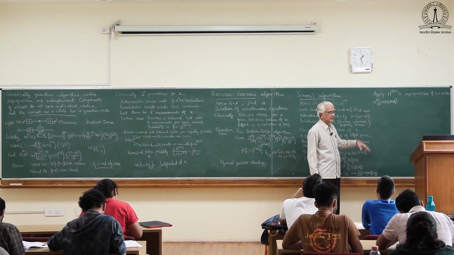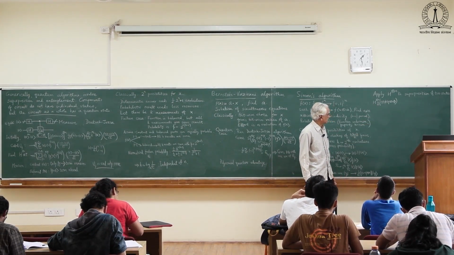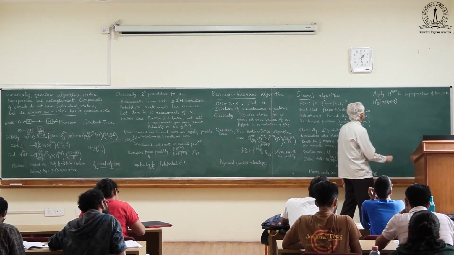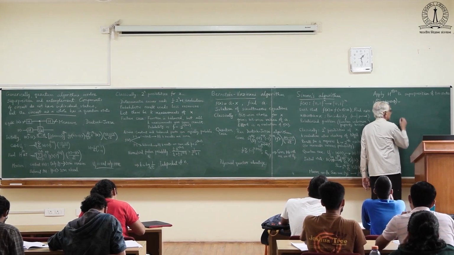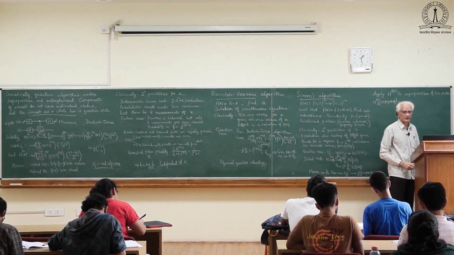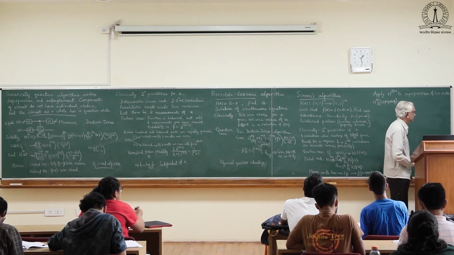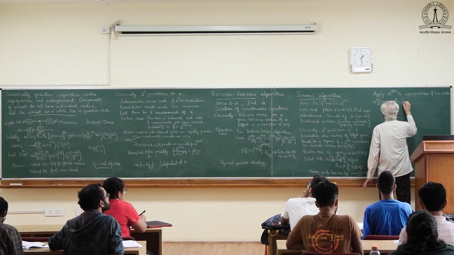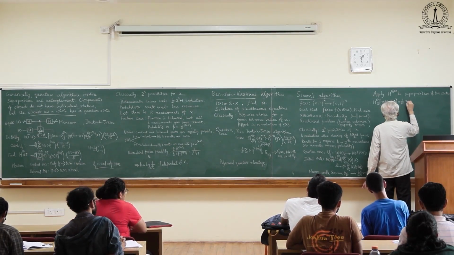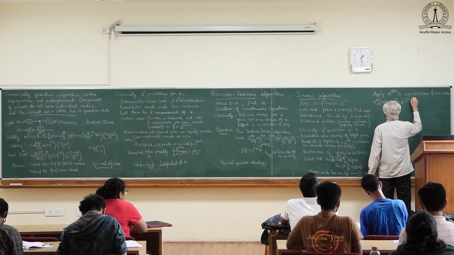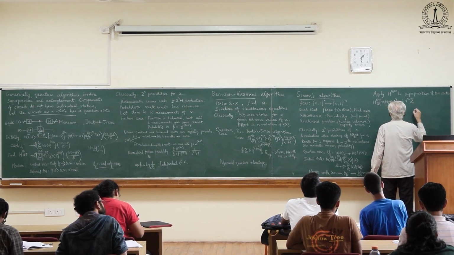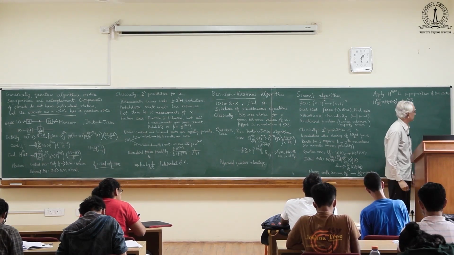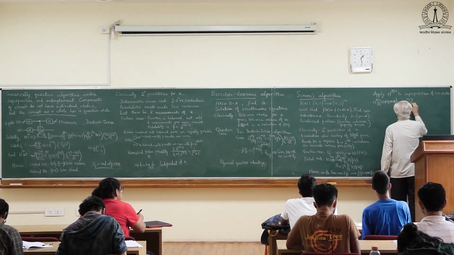What happens if I apply this Hadamard transform to this? And you can quickly write down the result, which is 1 by root 2, then 2 raised to minus n by 2, sum over some variable, which I have to give some label. X and y I have already used, so I will use z. So let me try.